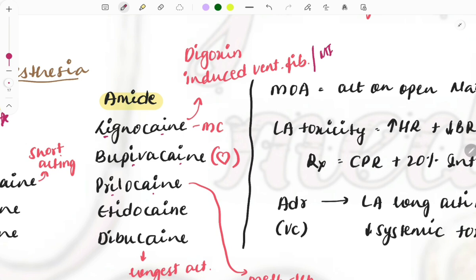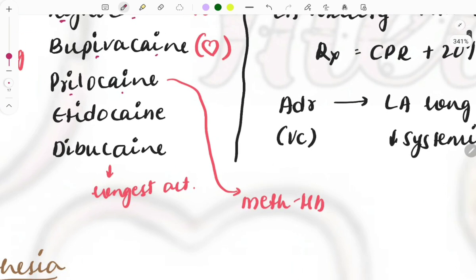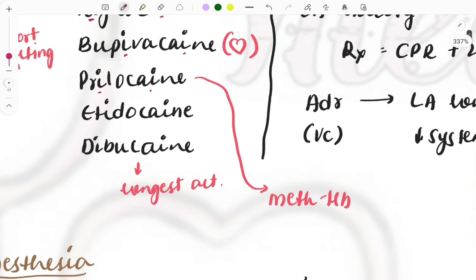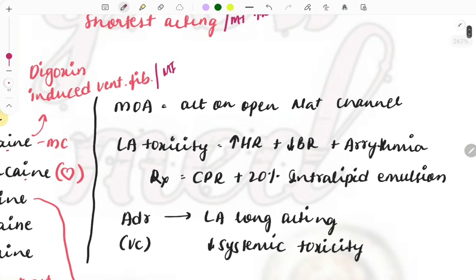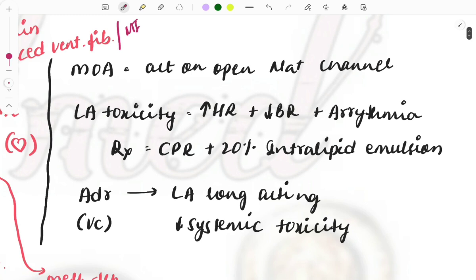Bupivacaine mainly acts on the heart. Prilocaine, the side effect it causes is methemoglobinemia, and these are the other two examples. Dibucaine is the longest acting, so this was also a PYQ asked. Then the mechanism of action of these local anesthetics is that they act on the open sodium channels.